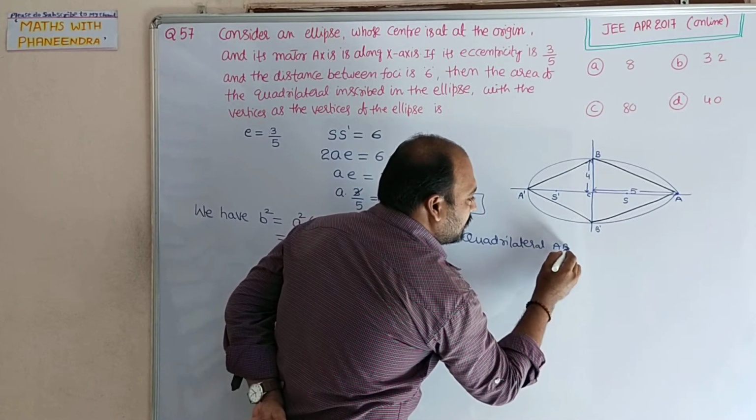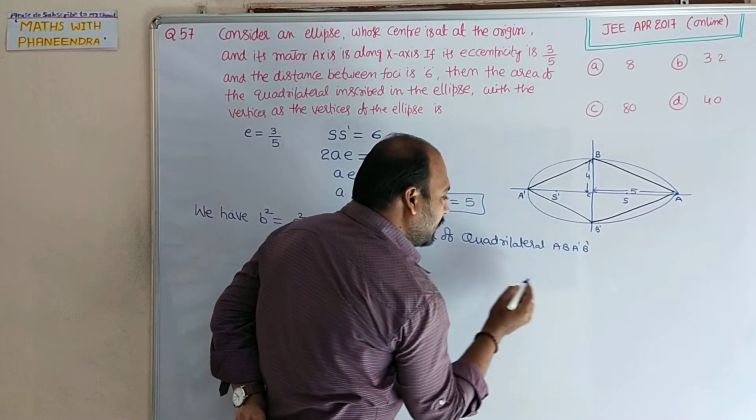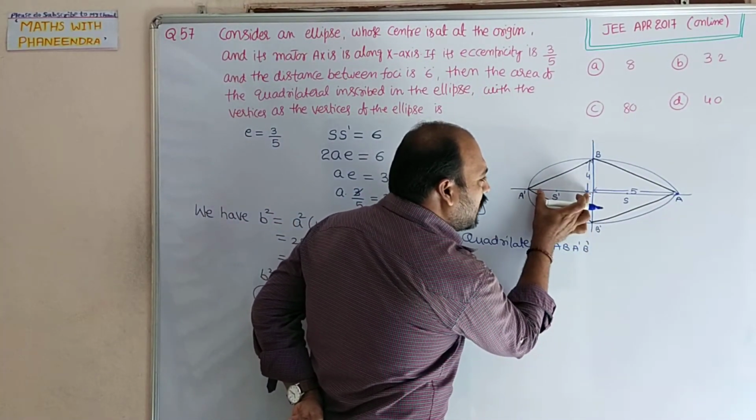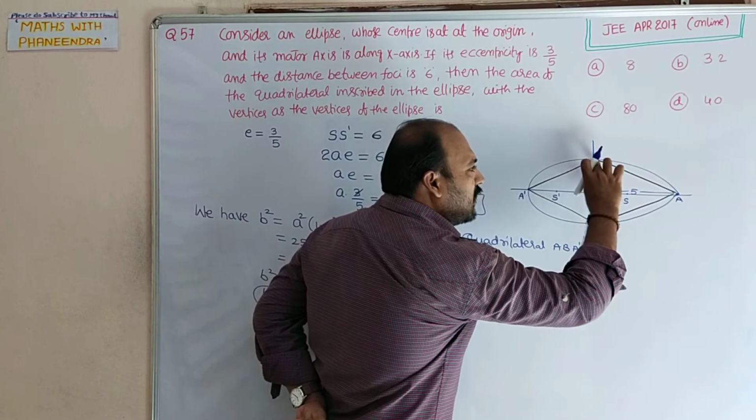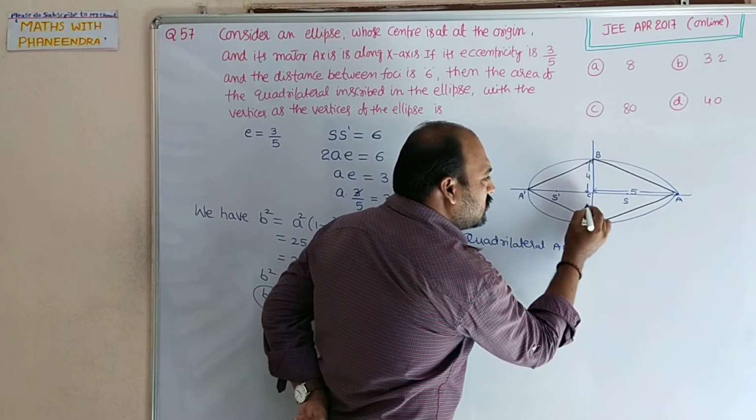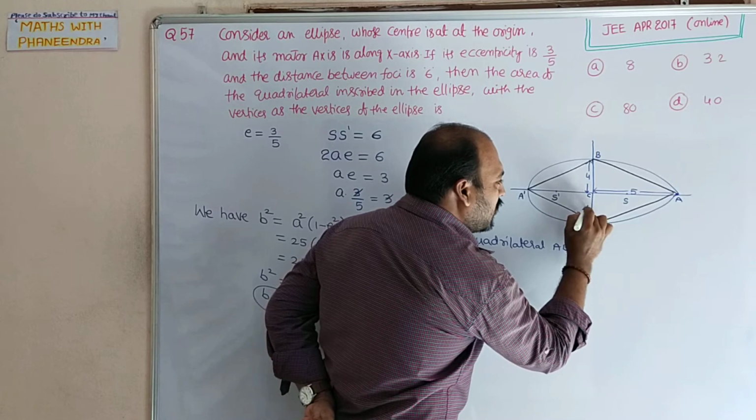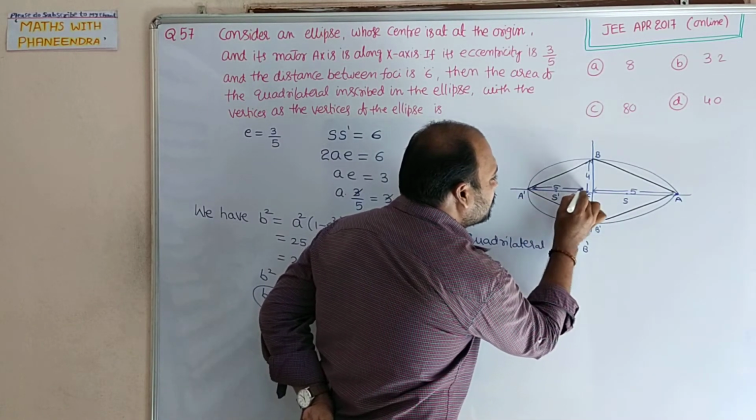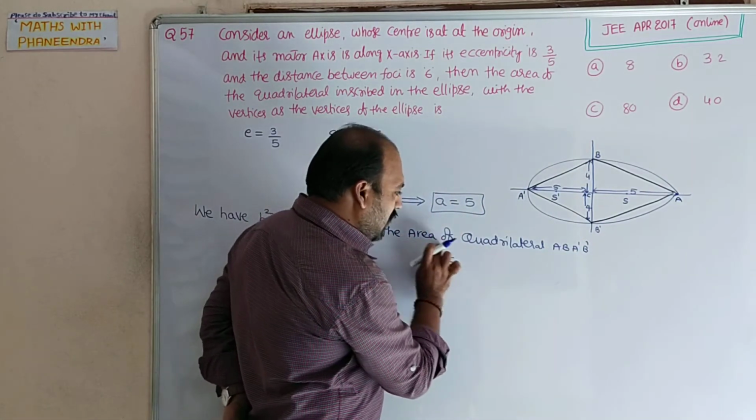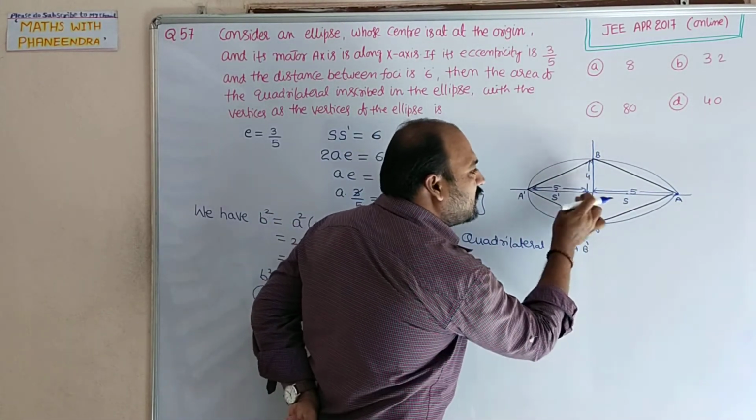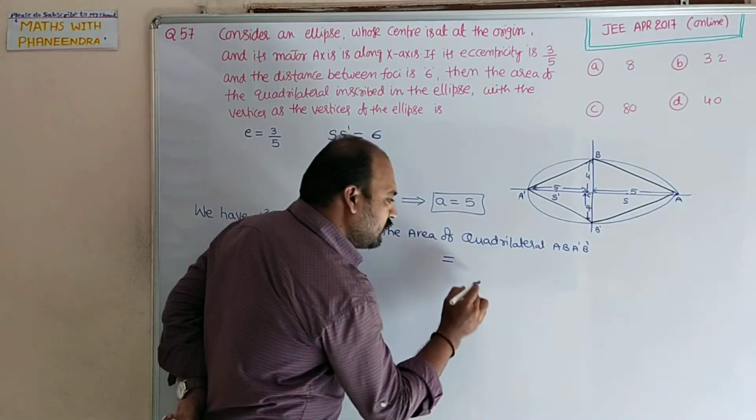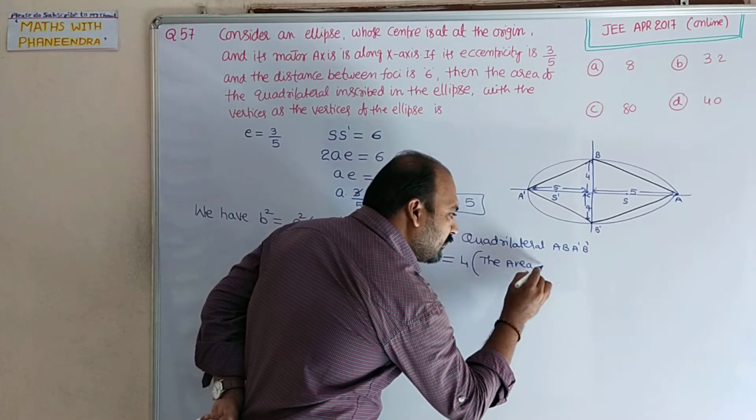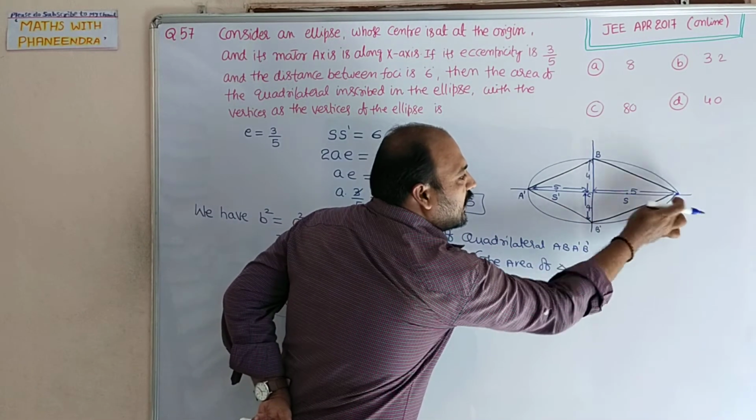Each area is the same. Why? Because from here to here 5 units, from here to here 4, from here to here 4, from here to here 5. So the area of the quadrilateral is 4 times the area of triangle ACB.